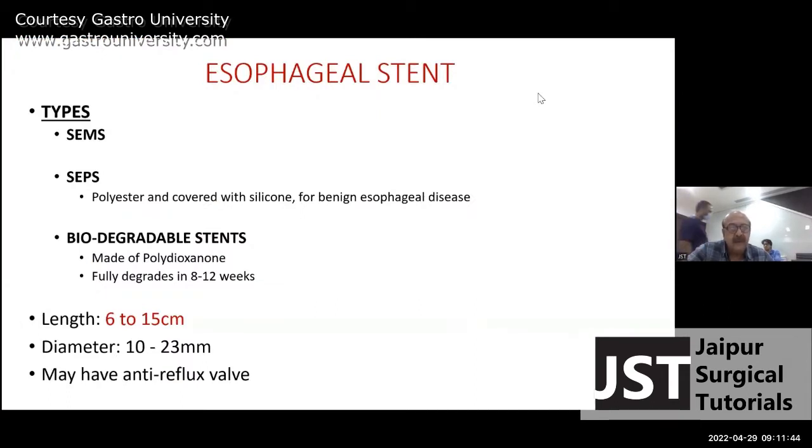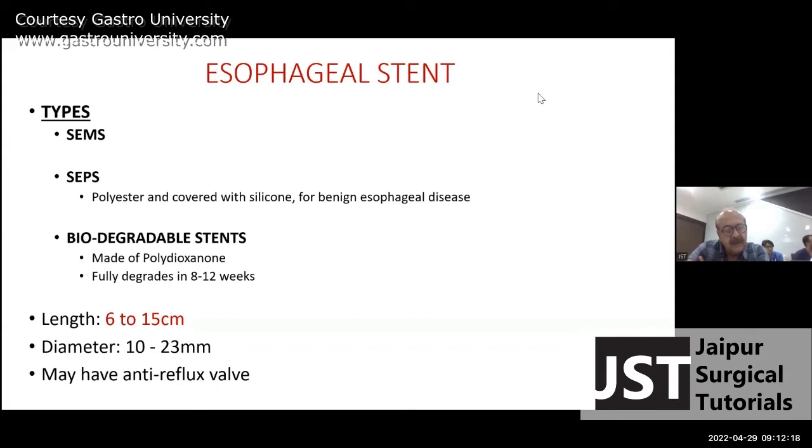Esophageal stents are either self-expandable metal stents or self-expandable plastic stents. They are made of polyester covered with silicone. All plastic stents are used for benign esophageal diseases. Biodegradable stents again use the suture material. They fully degrade in 8 to 12 weeks, so there's no need for a repeat procedure to remove these stents. They come in various sizes, from 6 to 15 centimeters in length.